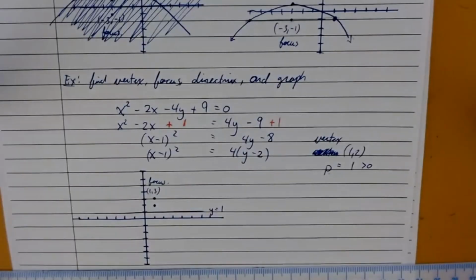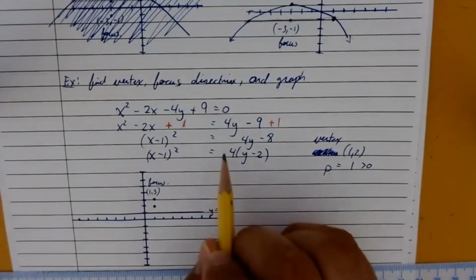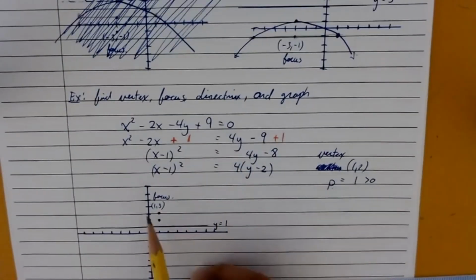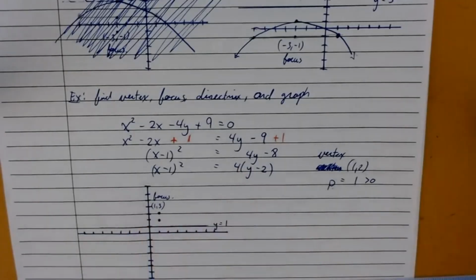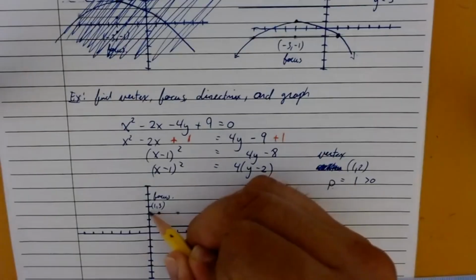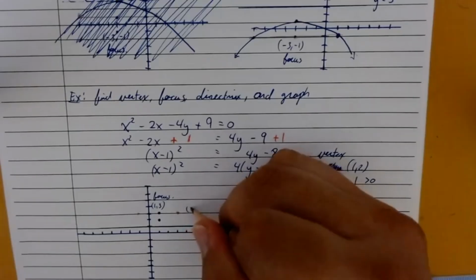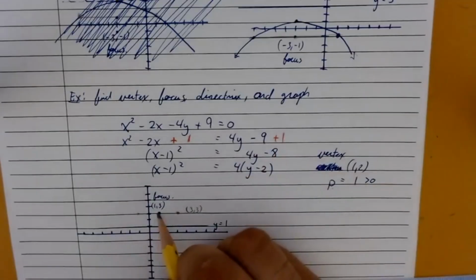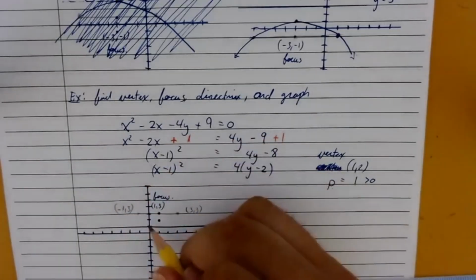All right, so from this point, it's going to open up toward the focus. But now we need to know how wide it's going to be. Remember, this 4p is going to give you the length of the latus rectum, which passes through the focus. Here, 4p is 4, so the latus rectum will be 4 units across, or in other words, 2 units on either side. So from here, we can go 2 steps to the right and 2 steps to the left. This would be the point (3, 3). And taking 2 steps to the left would give us (−1, 3). Both of those are going to be points on our parabola.